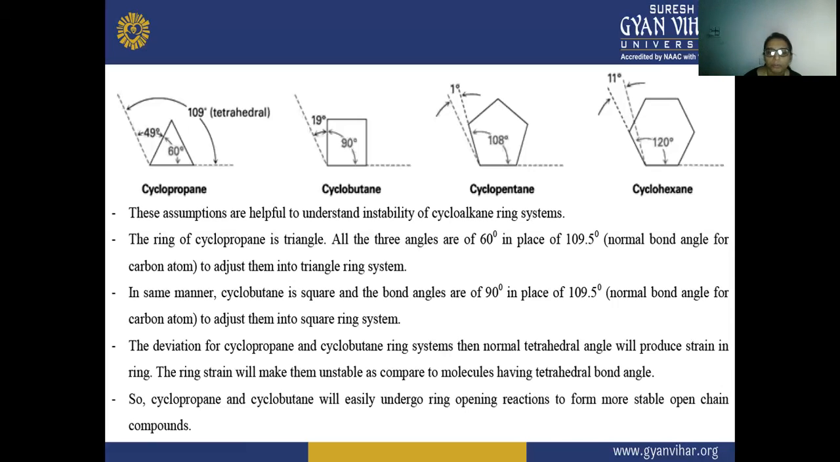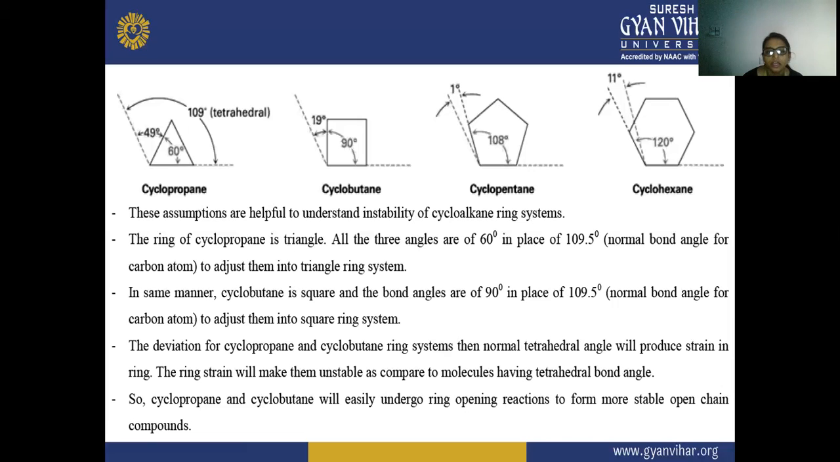So cyclopropane and cyclobutane will easily undergo ring opening reactions to form more stable open chain compounds. If the ring strain is much higher, then when they are reacted with some reagent, or undergo any reaction, they will open at once, forming a more stable open chain compound. These assumptions given by Baeyer in his angle strain theory are helpful in understanding the instability of the cycloalkane ring system.